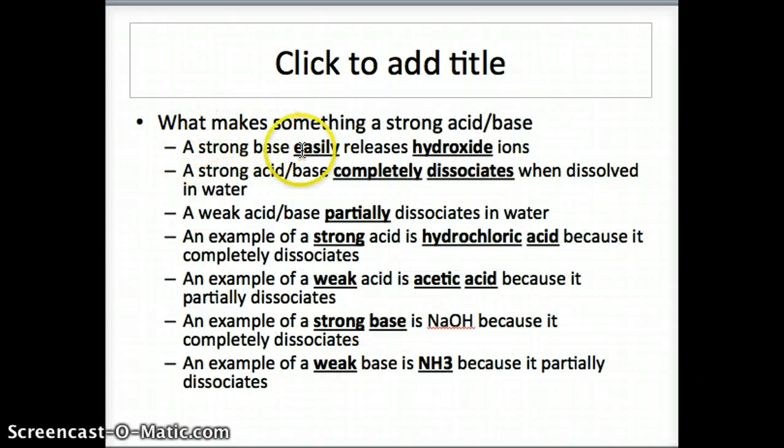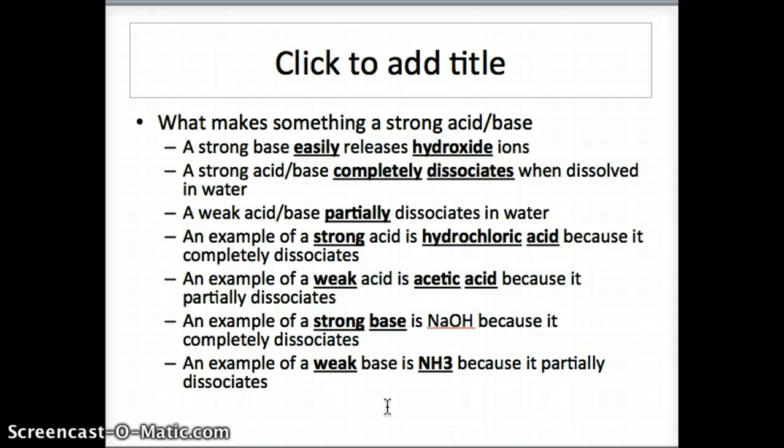Next, what makes something a strong acid or base? A strong base easily releases hydroxide ions. A strong acid or base completely dissociates when dissolved in water, while a weak acid or base partially dissociates in water. An example of a strong acid is hydrochloric acid because it completely dissociates. And you know it's an acid because it has the H in it, the hydrogen ion. And an example of a weak acid is acetic acid because it partially dissociates.